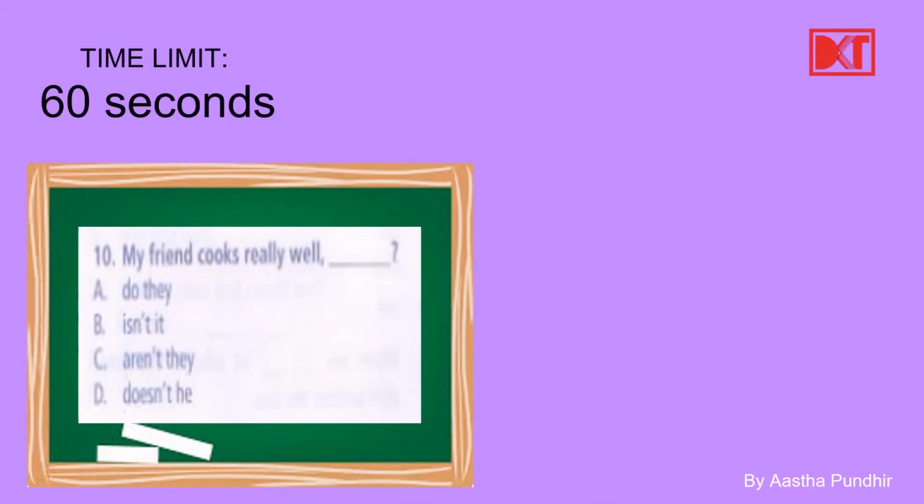Okay, here we have a question tag. My friend cooks really well. Do they? Isn't it? Aren't they? Doesn't he? We're talking about friend. Okay, and for friend we use the third person. So where is third person used? D. Doesn't he? Alright, so the correct answer is D.